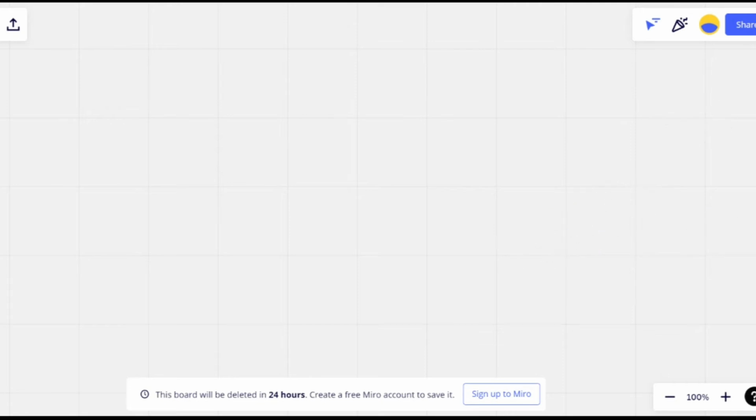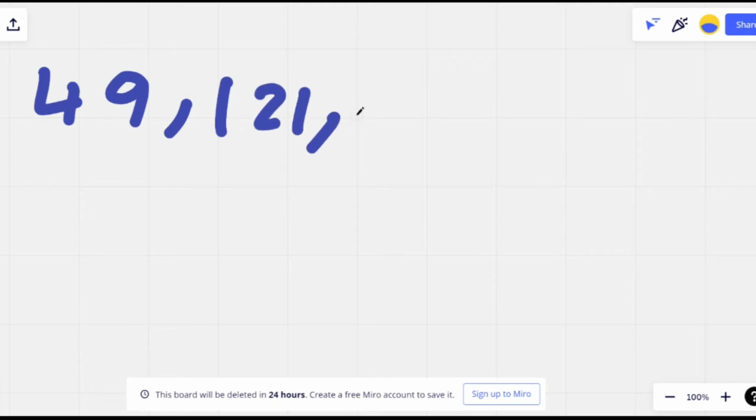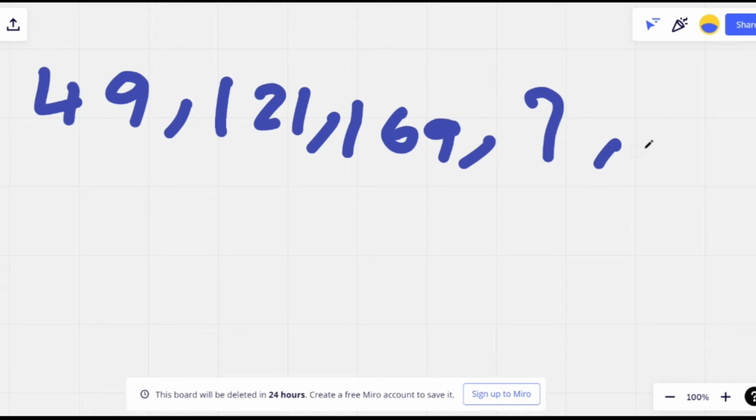So the next series is going to be the square series. Square series is a very easy one. So let me write a set of pattern so it will be easy for you to remember. 49, 121, 169, and a big question mark over here. And next is 361. So you can do it, right? Try to answer this question.